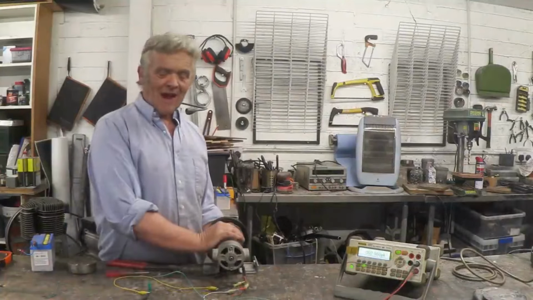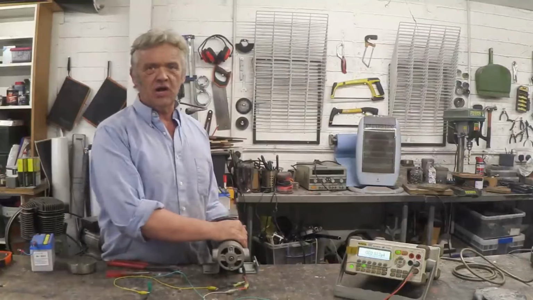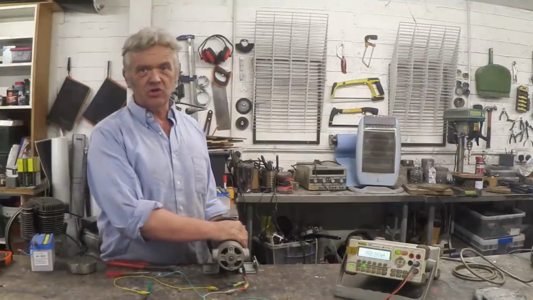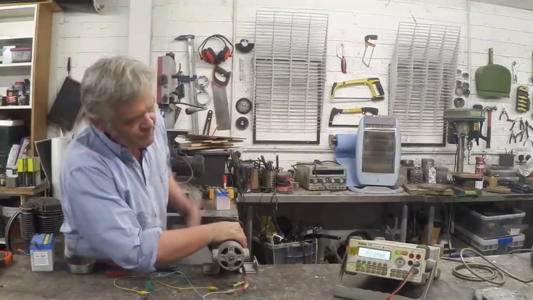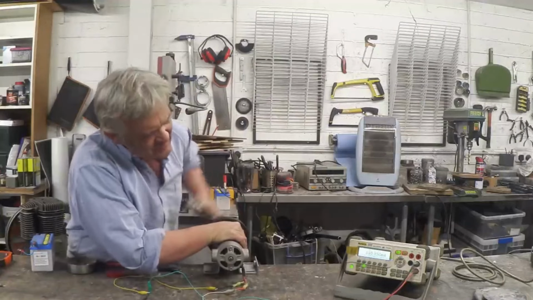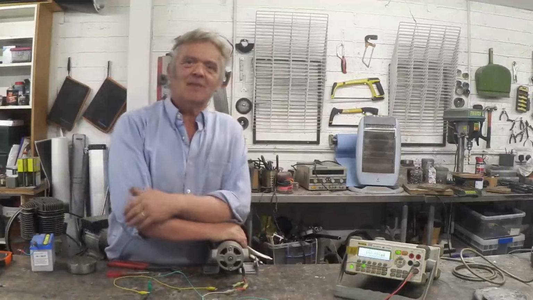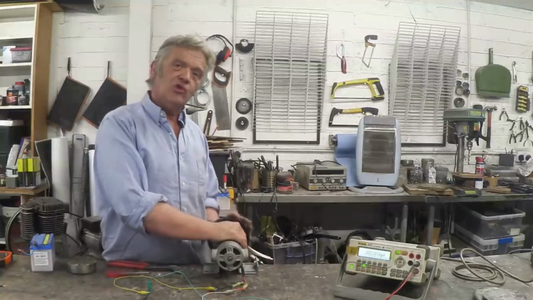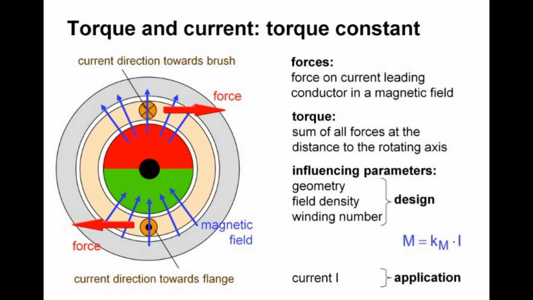So I've got it set up to read amps, and this time I've closed the circuit. I've connected the negative and the positive of the motor together. If I give that a spin, we get about 160 milliamps or so, and it's tough to turn. You can feel the effort required to turn it.